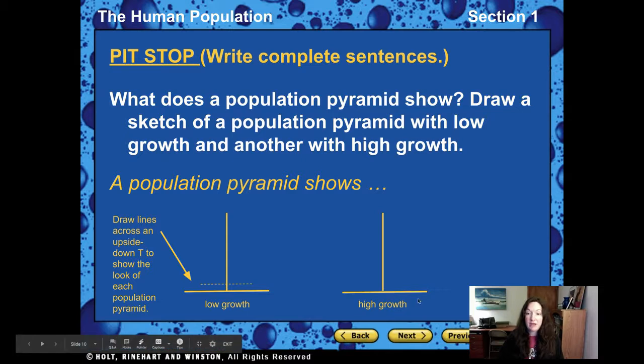You're going to do some upside down T's, label one low growth, label one high growth. And then what I want you to do is just draw lines across the upside down T to represent what the population pyramid would look like for a low growth population and for a high growth population. Pause the video while you work on your sentence and your sketches.